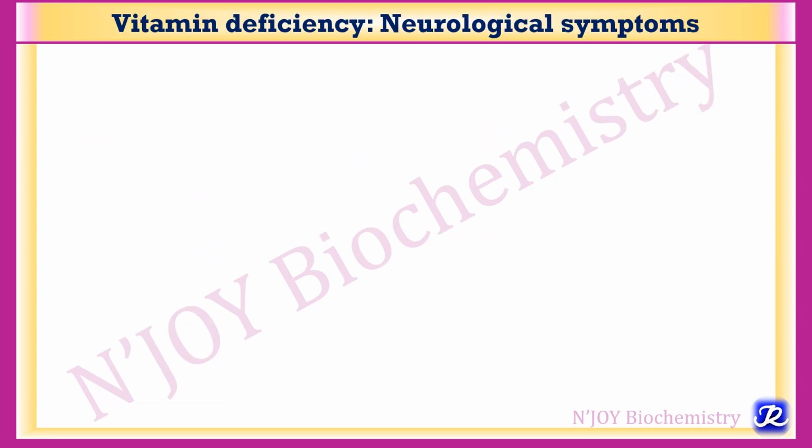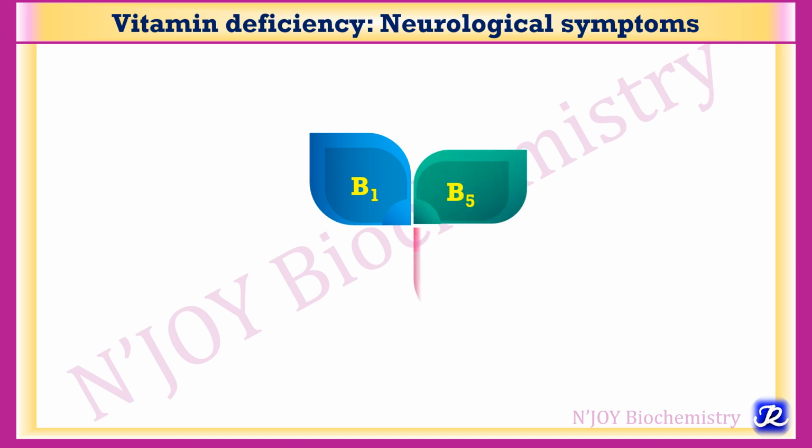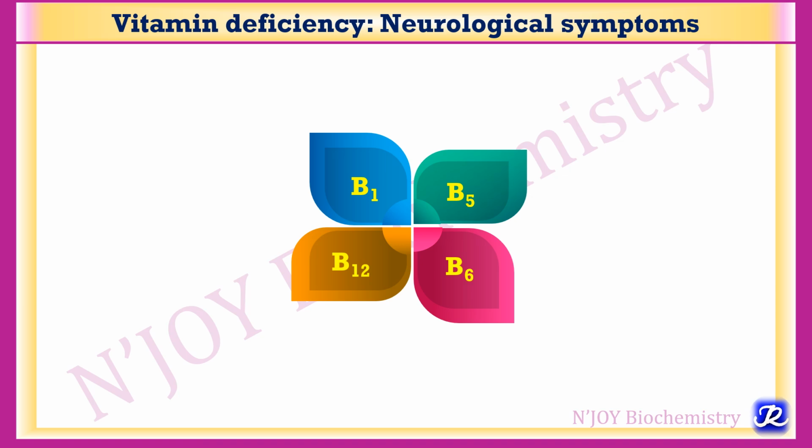Now we will see the deficiency of which vitamin will manifest as neurological symptoms, and the examples are vitamin B1, that is thiamine, vitamin B5 pantothenic acid, vitamin B6 pyridoxine, and vitamin B12 cobalamin.